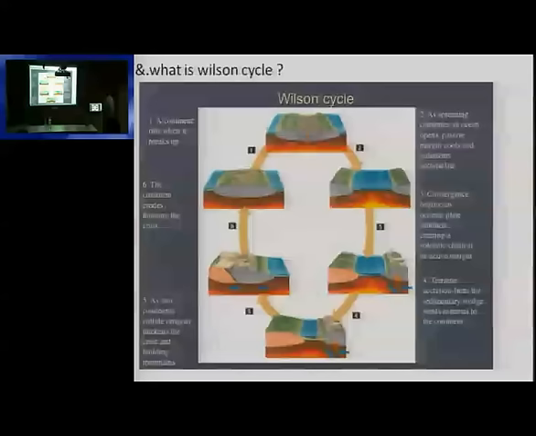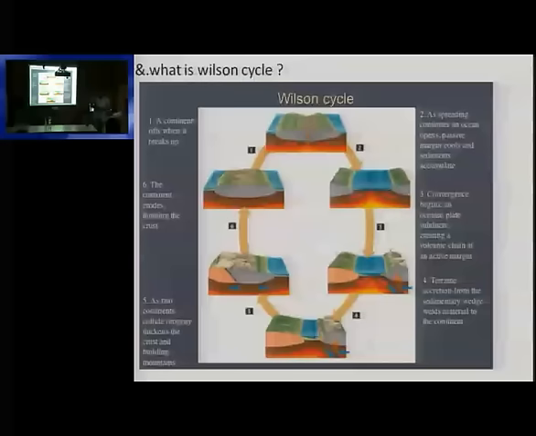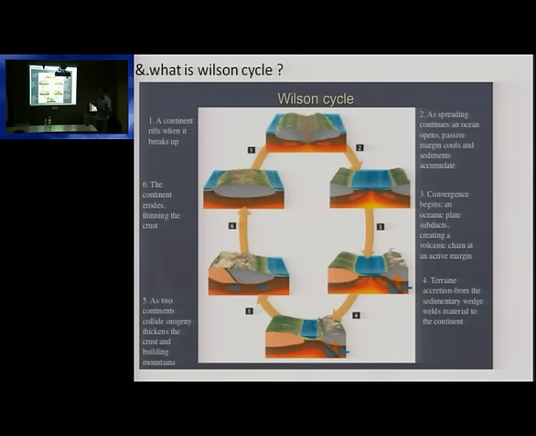Now, the Earth, we know, there is plate tectonics going on. The Earth is composed of different major and minor plates, and there is continuous motion. Now, what is the Wilson cycle? The Wilson cycle is nothing but the opening and closing of the plates, or the opening and closing of the ocean basin. It is known as the Wilson cycle.